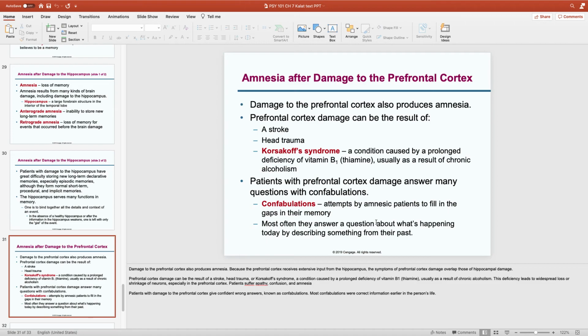Patients who have this prefrontal cortex damage tend to use something called confabulations, where they fill in gaps in their memory, pieces of information that are missing from a story or an event, with other things they know from experience. They often answer a question about what's happening today by describing something from their past. Even if it doesn't make sense, they'll continue to say, "No, this is correct," because they're using information they knew a long time ago and saying that it applies to today. That's what patients with this kind of damage often do.